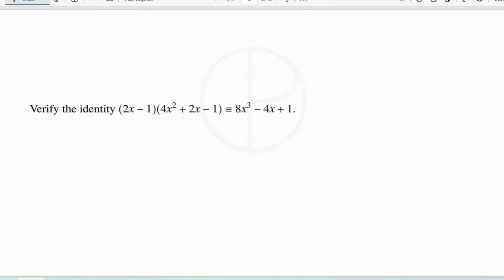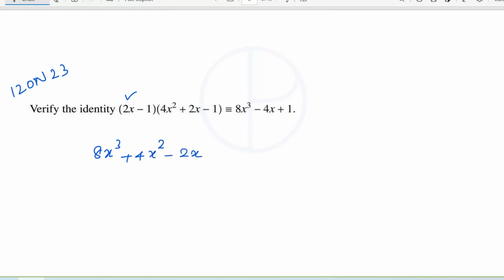This one is from the paper 12 ON 23. Verify the identity 2x minus 1 multiplied by 4x square plus 2x minus 1. That is nothing but expanding the brackets. First, let us take the term 2x. With that, we will multiply all the terms in the next bracket. So, we will get 8x cube plus 4x square minus 2x.